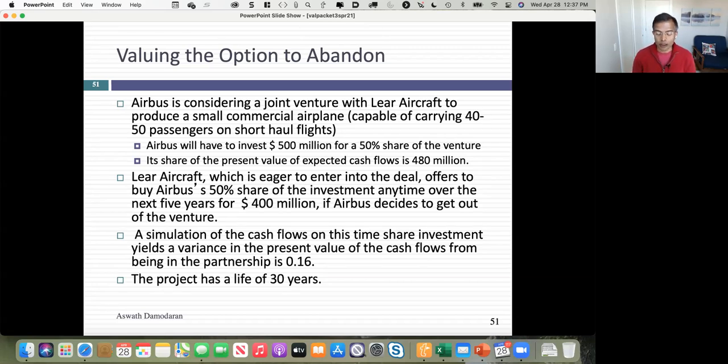Now, let's say this project, based on the cash flows, I do a simulation and say that $480 million you have as present value, the standard deviation in that number is, let's assume, 40%. 40% squared is 0.16. So there's uncertainty about the $480 million, which means tomorrow it could become $300 million or it could become $600 million. The project itself is a 30-year project, but you have the option only for the first 5 years to abandon it. Let's see what this option to abandon is worth, viewed as a put option.